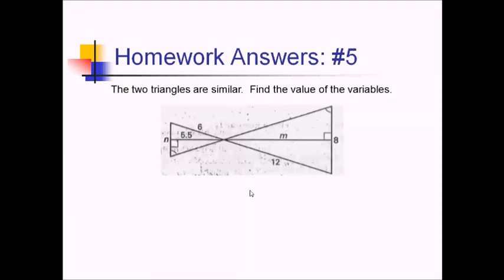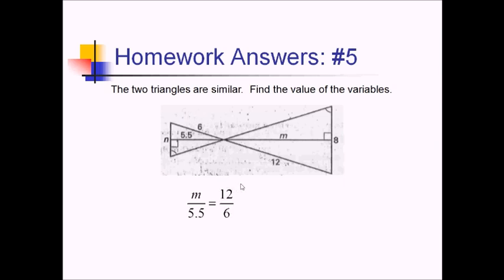On number 5, we have two similar triangles, and we have to find two variables, m and n. Let's start with m. So we can say that 5.5 over m is going to be the same ratio as 6 over 12. Or you could say m over 5.5 is the same as 12 over 6.